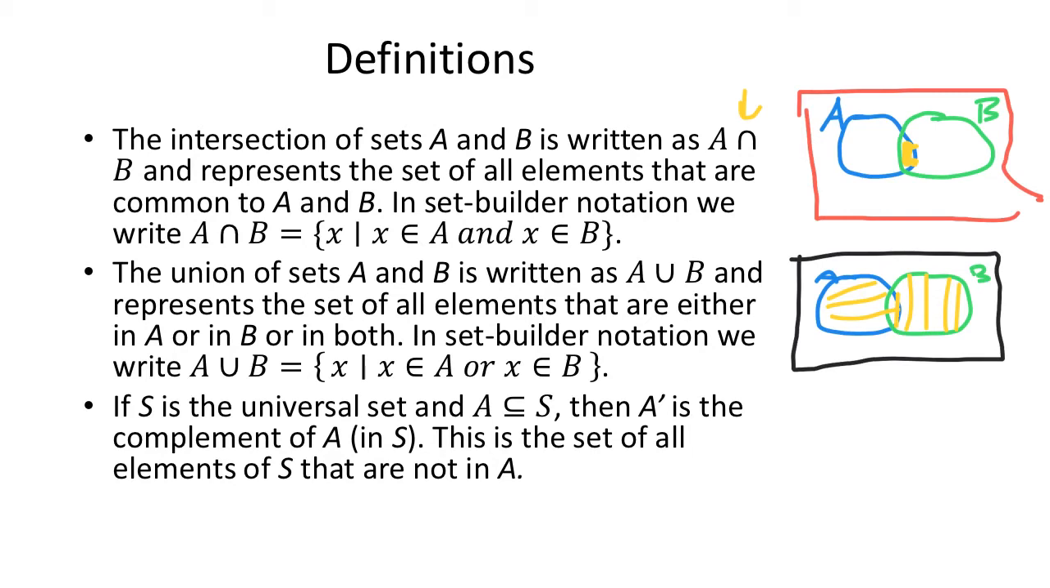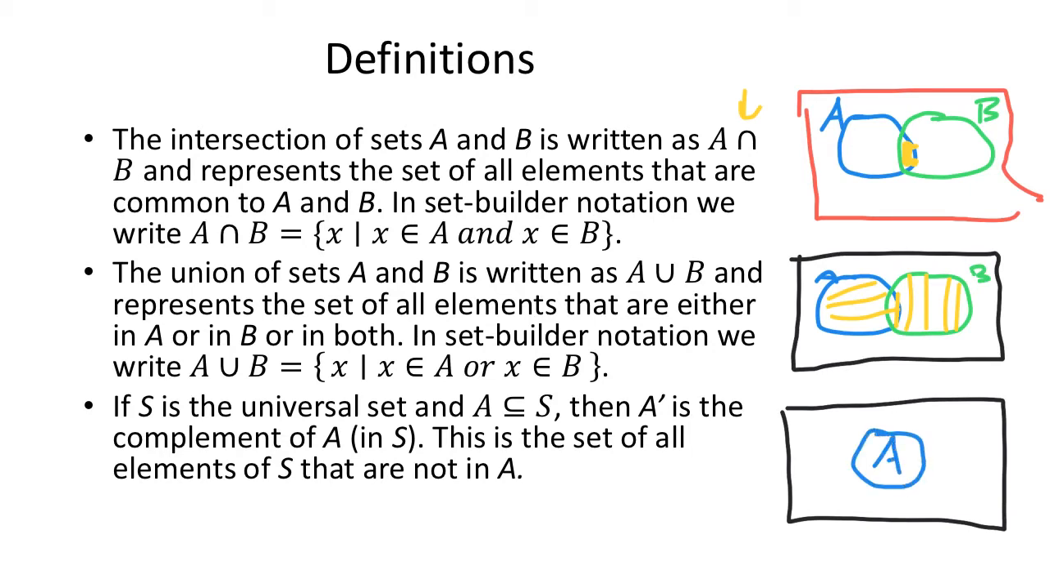And finally, if S is the universal set and A is a subset of S, then A prime, A complement, this little symbol here. There we go. A complement, the little apostrophe looking thing, is the complement of A in S. So if I have my universal set, let's call it S, here's my set A. A complement is everything in S that is not also in A. So I'm going to write it here, A complement.